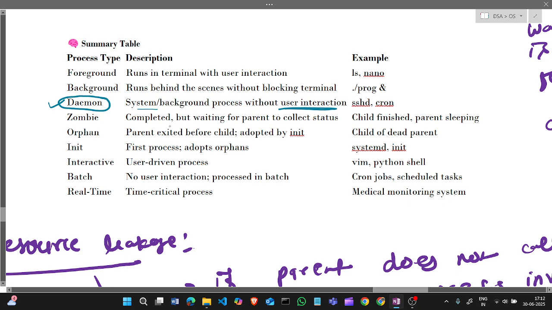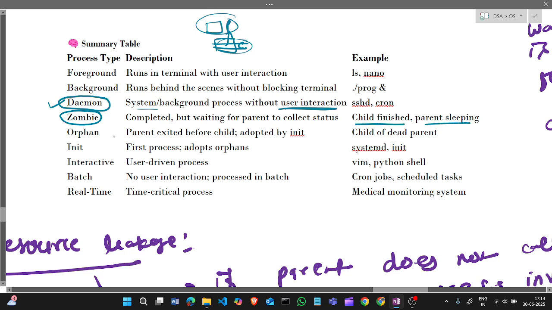A zombie process is one that has completed but the parent has not yet collected its status. What does that mean? The parent is waiting, and the child has completed its job but the parent has not collected the status, and the parent is checking whether the child is complete or not. That is called a zombie process, waiting for the parent to collect the status. The child finished but the parent is sleeping.